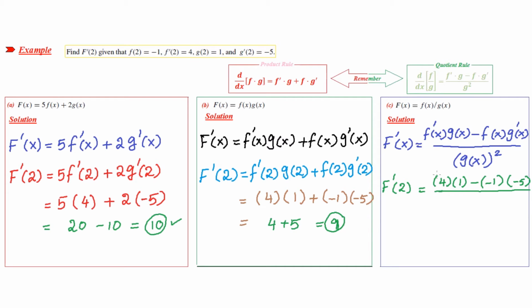So g of 2 equals 1, so we have 1 squared. Four times 1 equals 4, and minus 1 times -5 equals -5, divided by 1 squared, which is 1. So the final answer is -1 divided by 1, which equals -1.